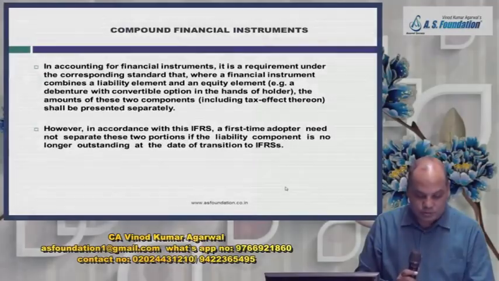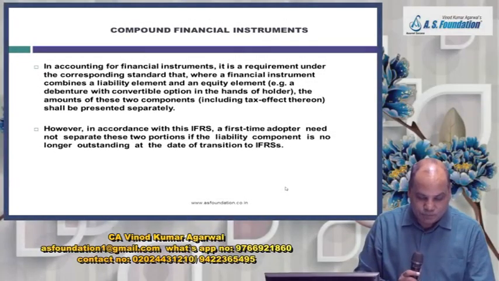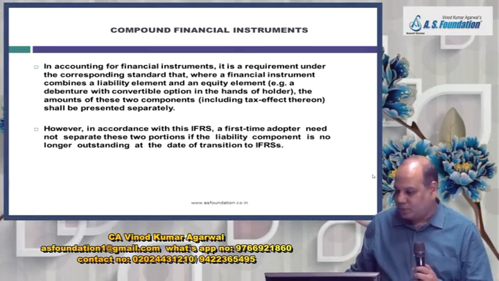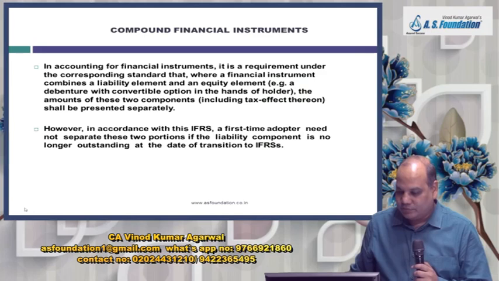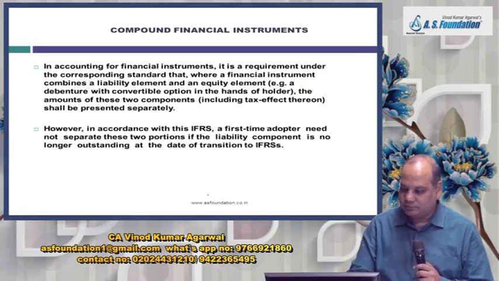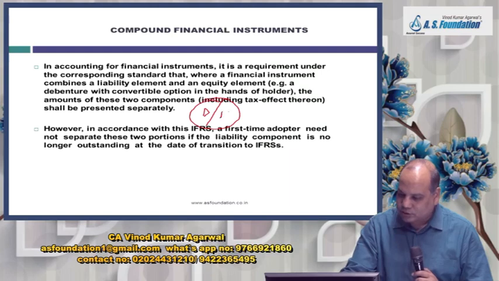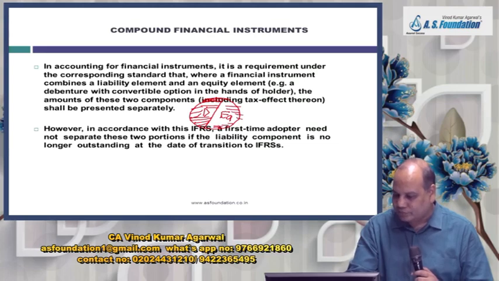Okay, now come to next point. Compound financial instrument. Compound financial instrument means those instruments which include both equity and debt. So under IAS 32, a compound financial instrument needs to be divided into debt and equity part.